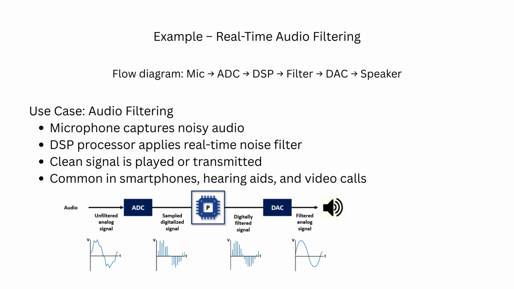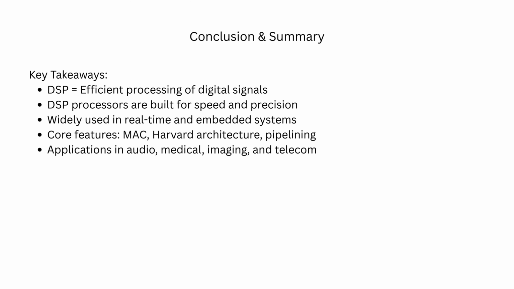DSP processors are specialized hardware units designed for fast, real-time processing. They include features like MAC units, Harvard architecture, and pipelining. Applications range across audio, video, biomedical, telecom, and automotive systems. Popular DSP processors include TI's TMS320 series, Analog Devices SHARC, and ARM Cortex-M with DSP support.